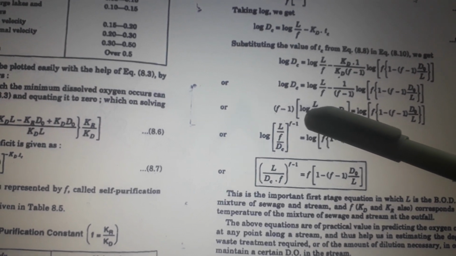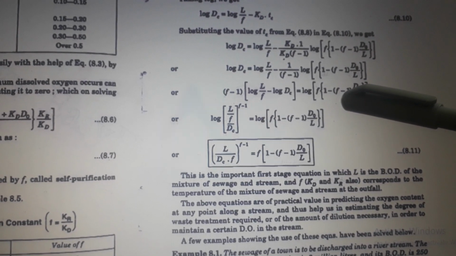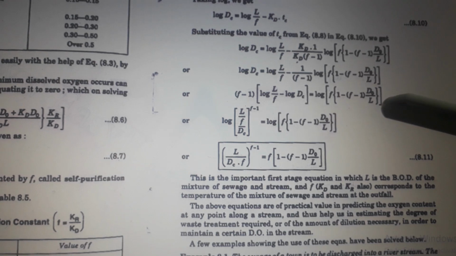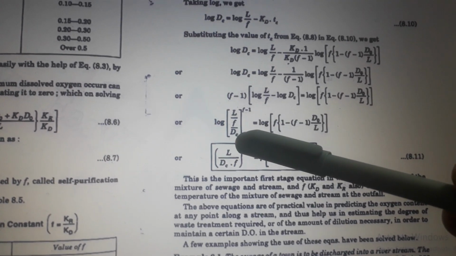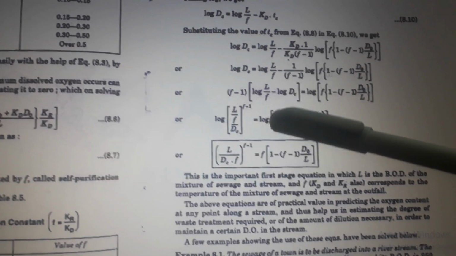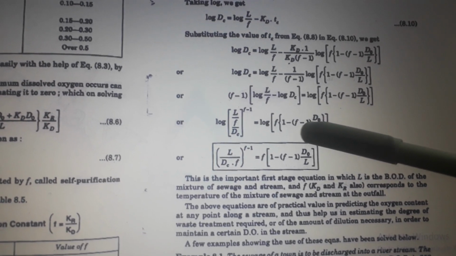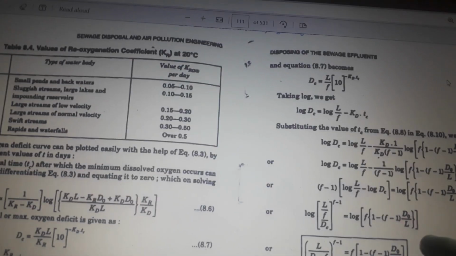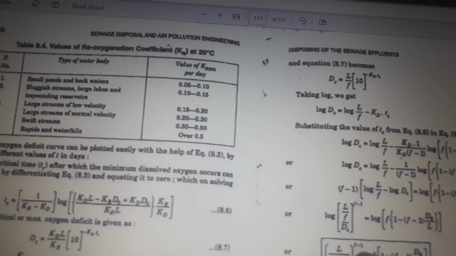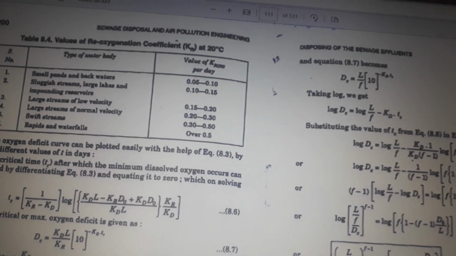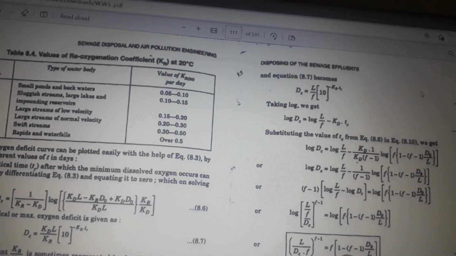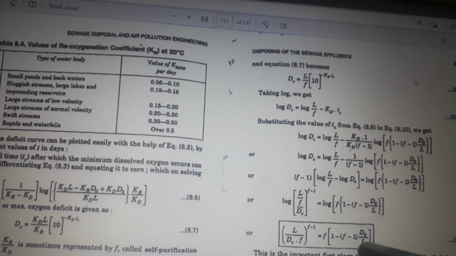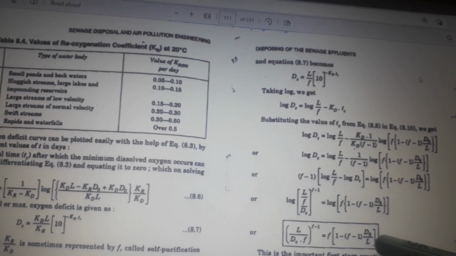Then into F minus 1, log L by F minus log dC is equal to log F into 1 minus F minus 1 d naught by L. Then log L over F by dC raised to power F minus 1 is equal to log F into 1 minus F minus 1 d naught by L, or L by dC into F raised to power F minus 1 is equal to F into 1 minus F minus 1 into d naught by L.